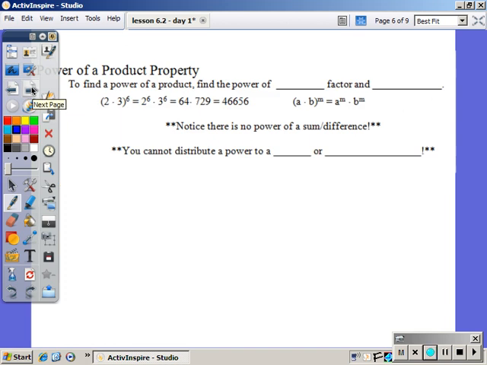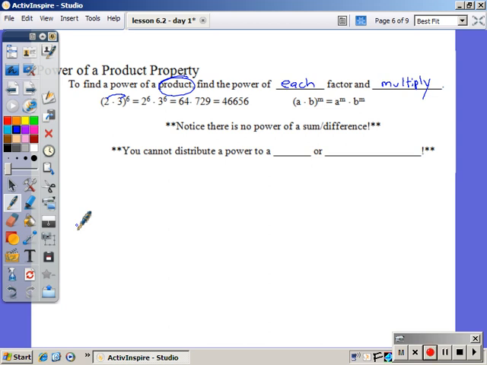So to find the power of a product, and that's key there, we are multiplying. Find the power of each factor. So that's each number within the multiplication problem. And then we will multiply. So again, it has to be multiplication inside that set of parentheses. Each factor, the factors are 2 and 3, gets that exponent of 6.